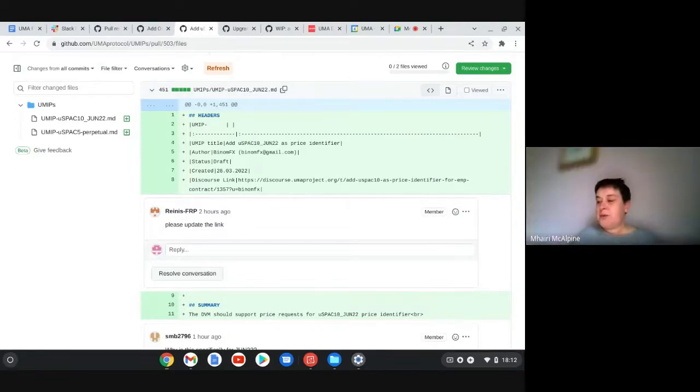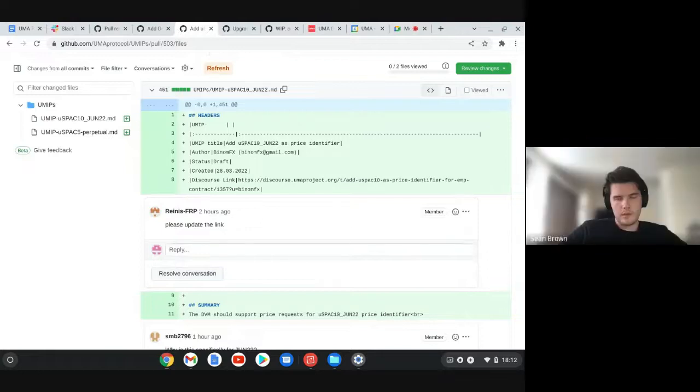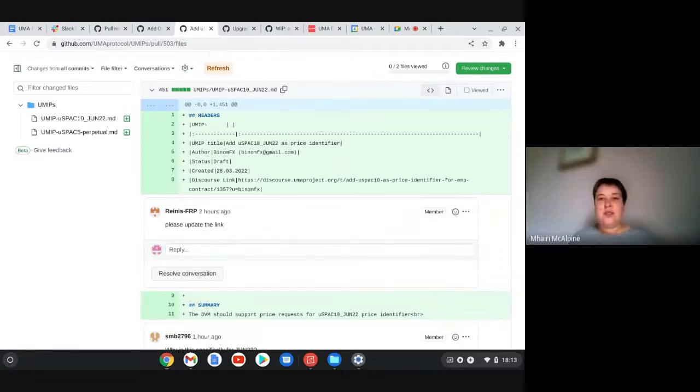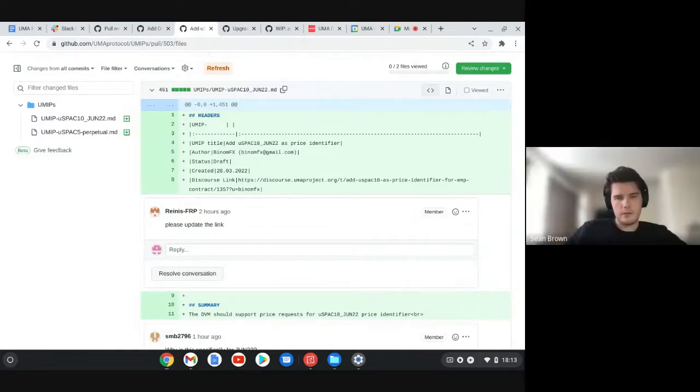Cool. Okay, so that's a no-go, and our advice is to update the previous UMIP for what they need to do. Yes, update it if there are no current financial products using the previous identifier. Okay. And Sean, you'll get in touch with the team or Rainis to communicate that to them? Yeah, we can do that.